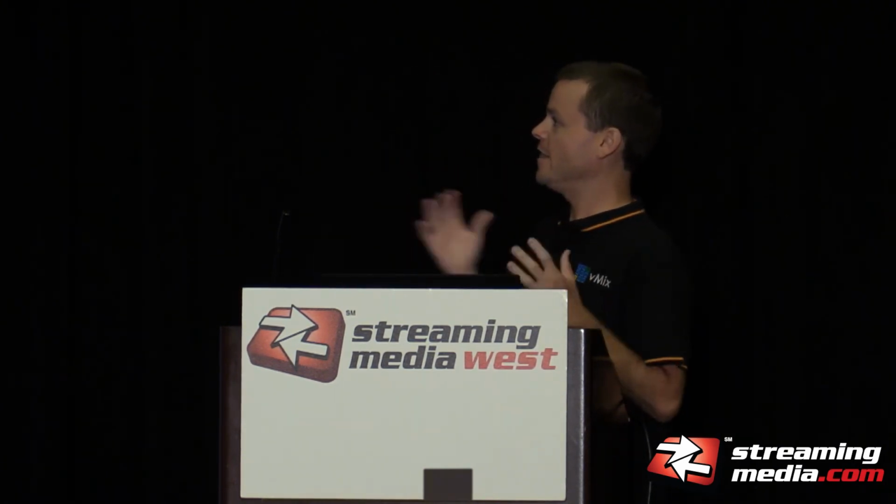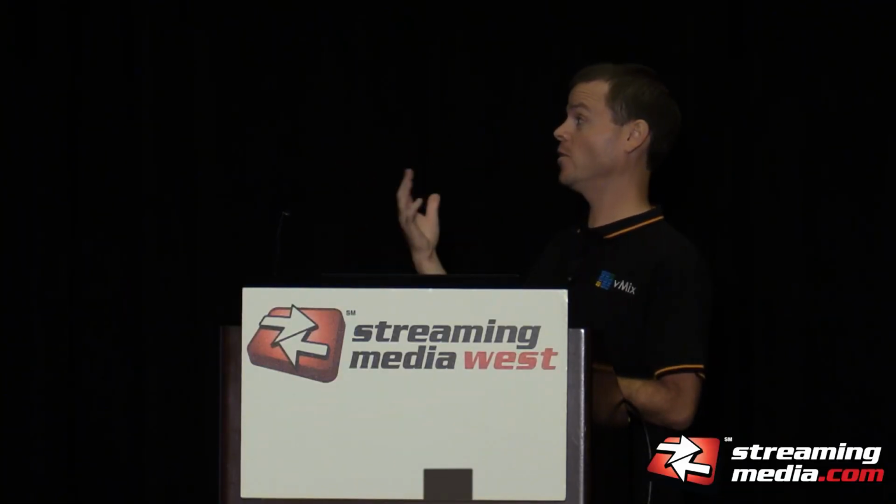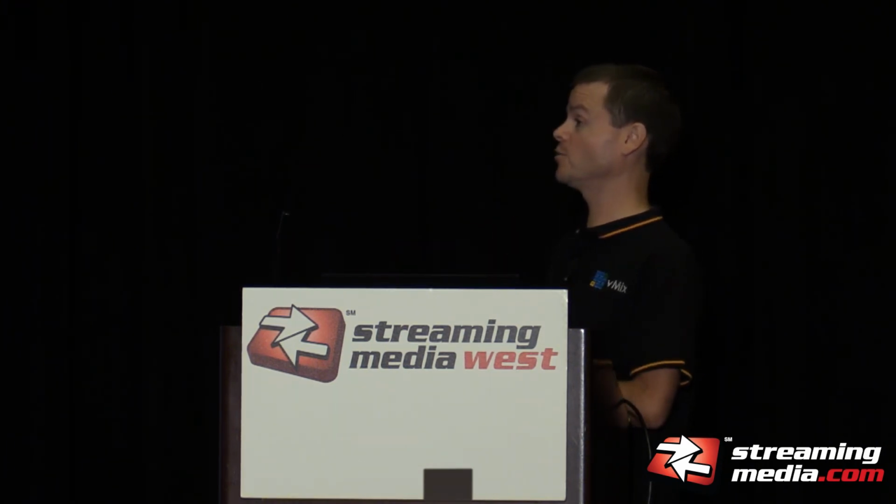So we'll just jump right in now to the cameras that you could use for a 4K production. These are the affordable options that we've looked at. You have the Panasonic DVX200 that has an HDMI output up to 4K, 59.94 frames per second. That's only $4,000. So you can quickly see with 2 or 3 cameras how you can easily reach that budget of under $20,000. But there's even more affordable options out there.